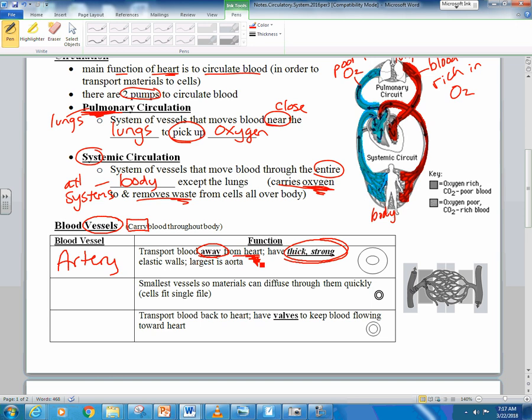Then you have the tiniest, smallest vessels. We need the vessels to get very small so that our materials like oxygen and glucose can diffuse through these very quickly. So they have to be very small, very thin. These are called capillaries.